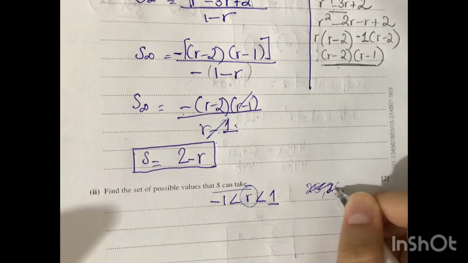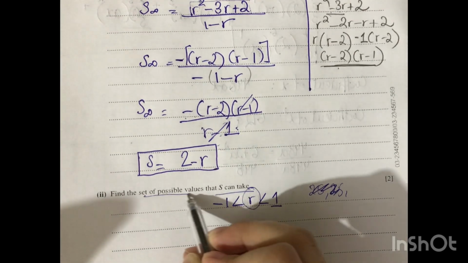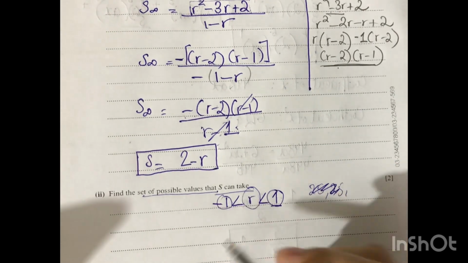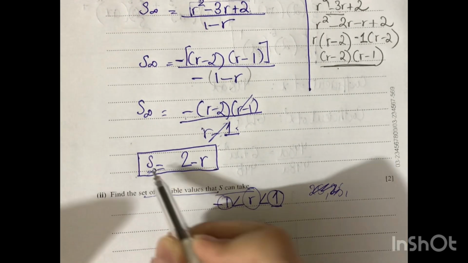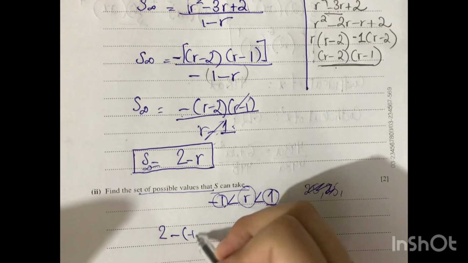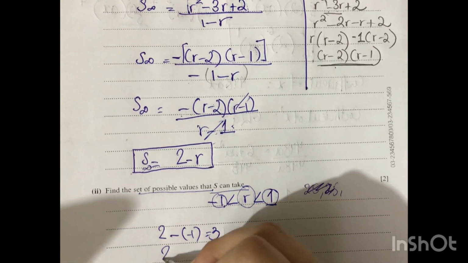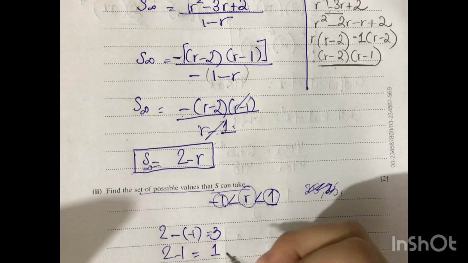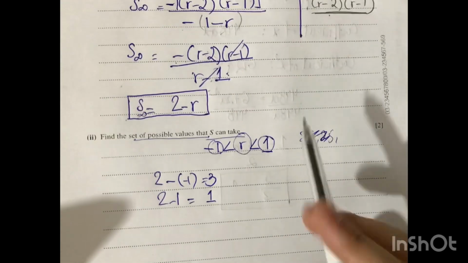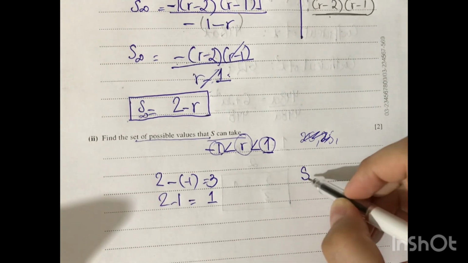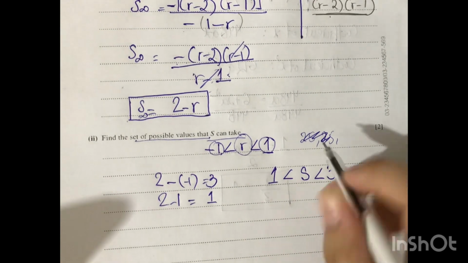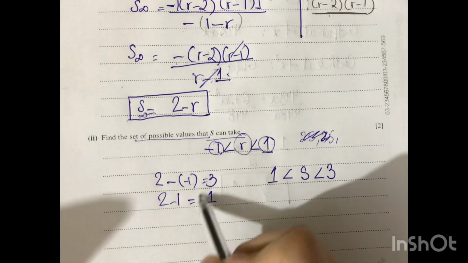So to find the set of possible values for s, we will now insert the values of 1 and minus 1 into this sum to infinity equation. If we apply minus 1, this will become 3, and if we apply 1, then the sum to infinity is 1. That means that since r cannot take either of these two values, the sum to infinity, or s, must be greater than 1 but less than 3. We will not put equal to because it cannot have these two values.